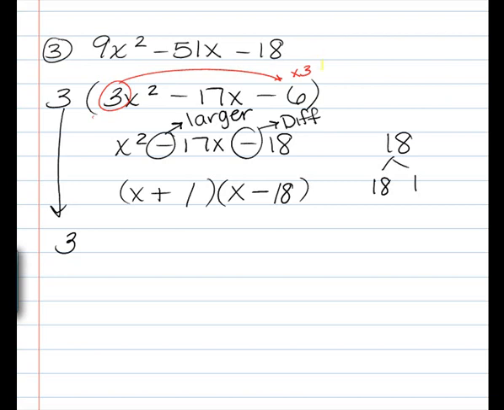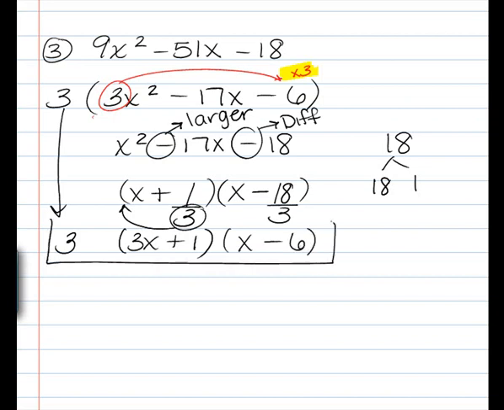Again, since we started this factoring by multiplying by 3, that's how we got our 18 at the end. We now need to divide by 3. So this becomes 3x plus 1. And here we can reduce 18 over 3, and this becomes x minus 6. So our answer would be 3 times 3x plus 1 times x minus 6.